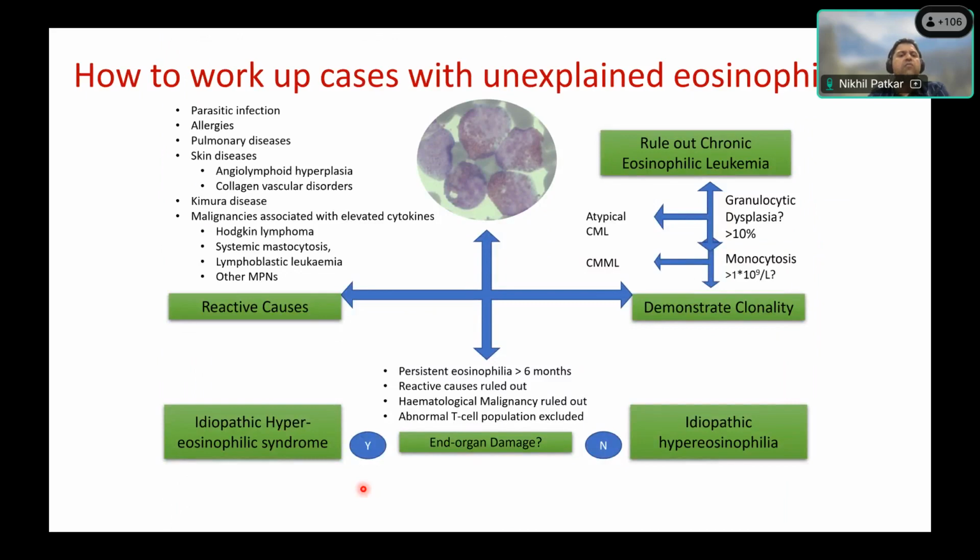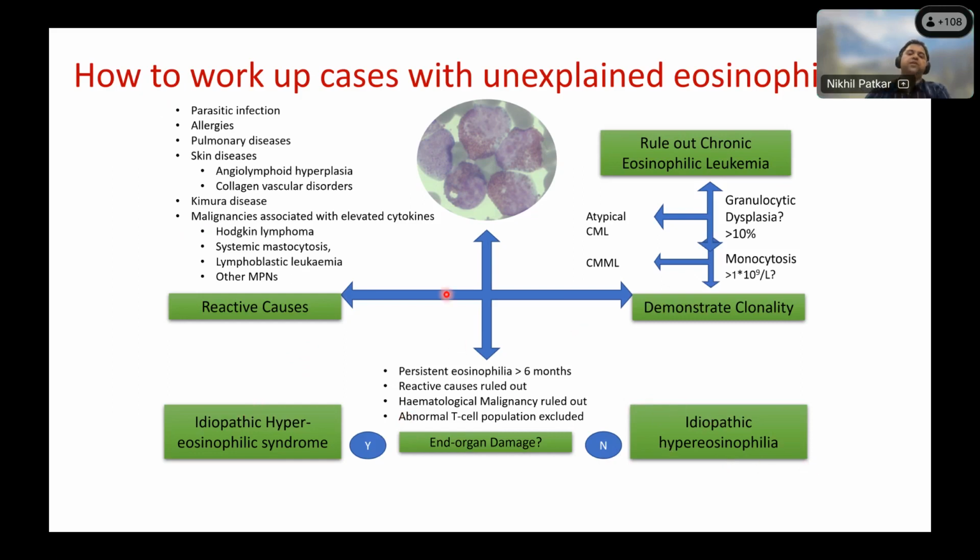So how does one work up cases with unexplained eosinophilia? The first thing to do is to rule out or work up all the reactive causes that are here, such as parasitic infections, allergies, pulmonary diseases, skin diseases, and other malignancies. If those are ruled out, then if the patient has persistent eosinophilia for more than 6 months, if hematological malignancy and abnormal T cell populations are excluded, if end organ damage is there, the patient is diagnosed to have idiopathic hypereosinophilic syndrome. If there is no end organ damage, the diagnosis is idiopathic hypereosinophilia.